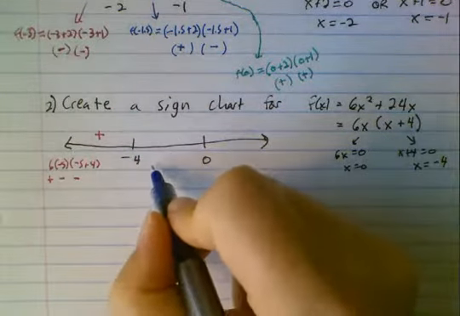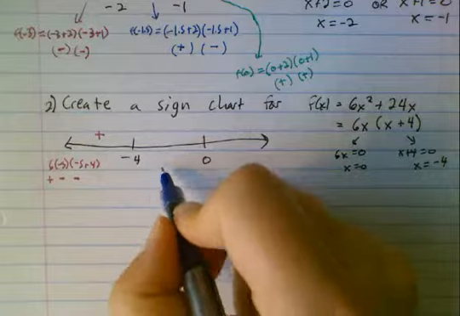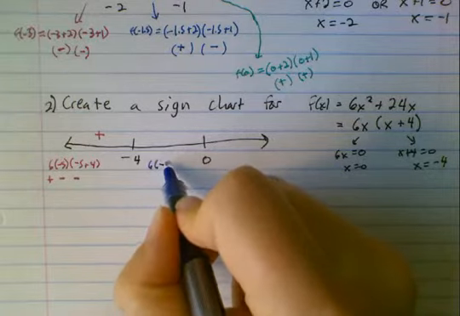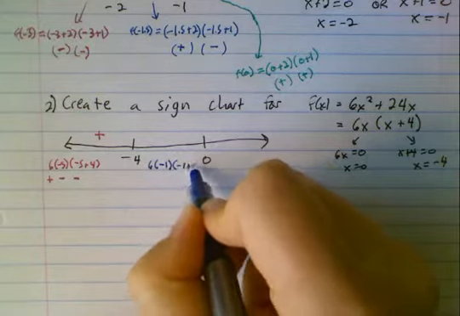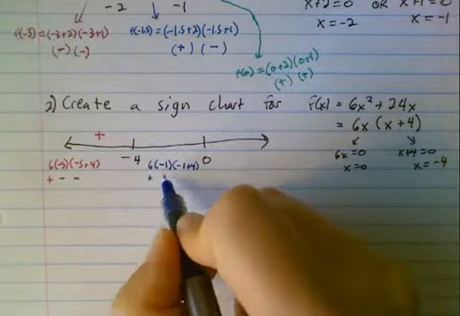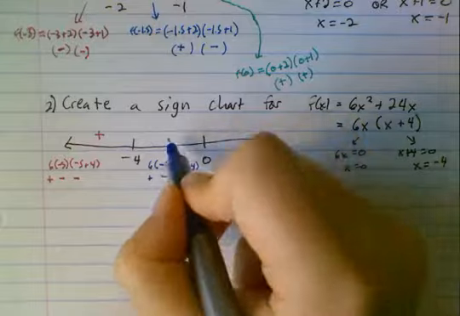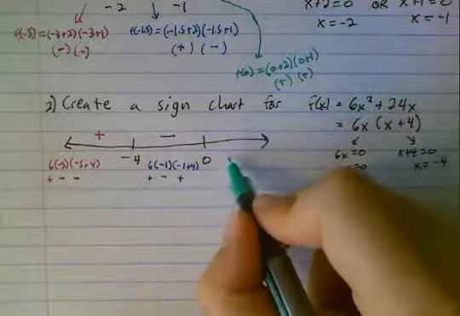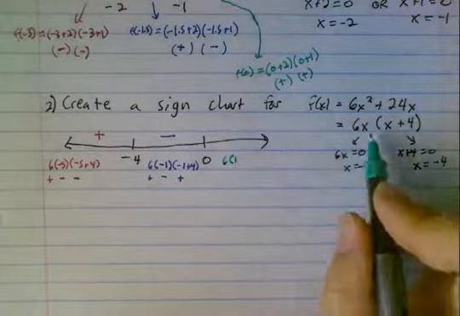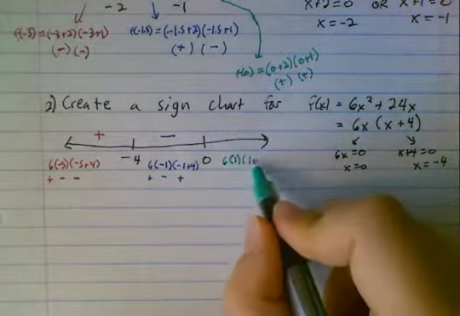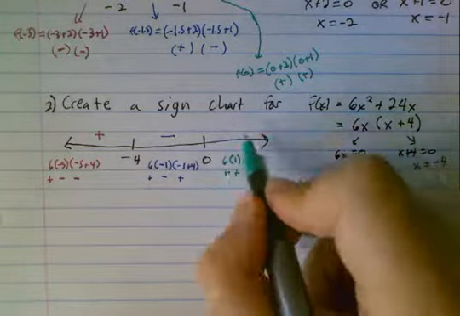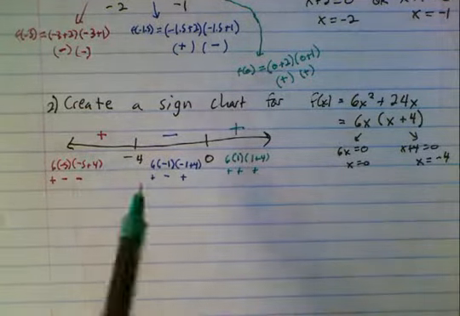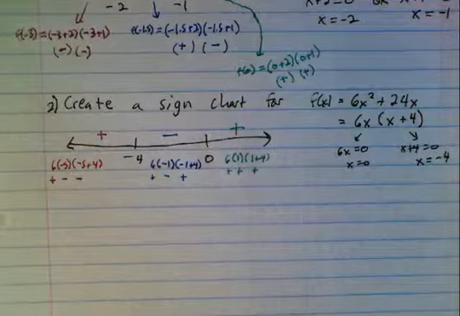Between -4 and 0, let's call that -1. You could have picked -2, -3, any number between -4 and 0. So we've got 6, -1, -1 plus 4, positive, negative, positive, negative overall. Any number bigger than 0, let's say 1. So that's 6 times 1, 1 plus 4. They're all positive. By coincidence, they happen to end up being the same pattern up here, but that's simply coincidence.